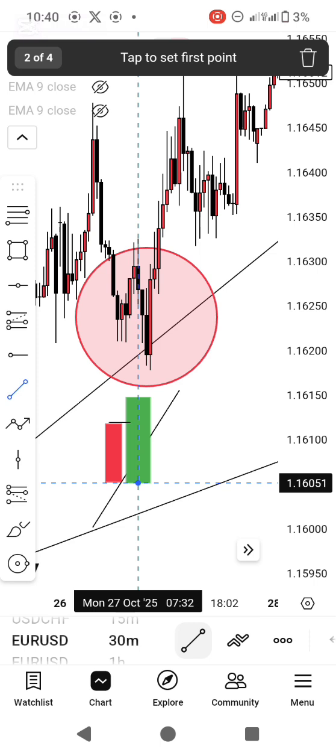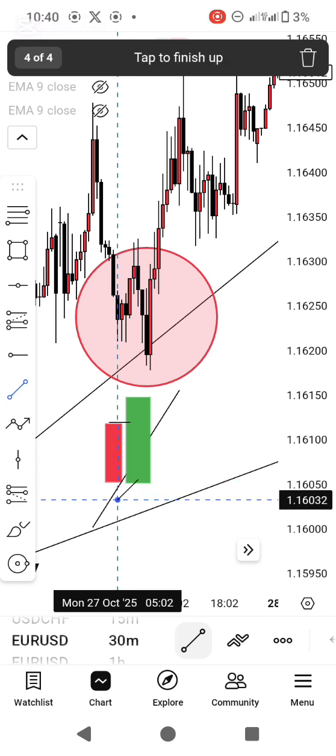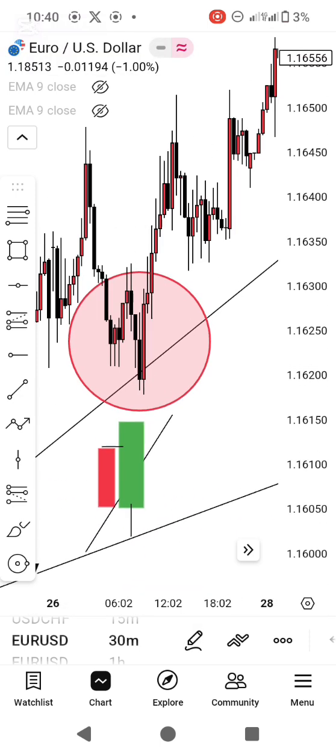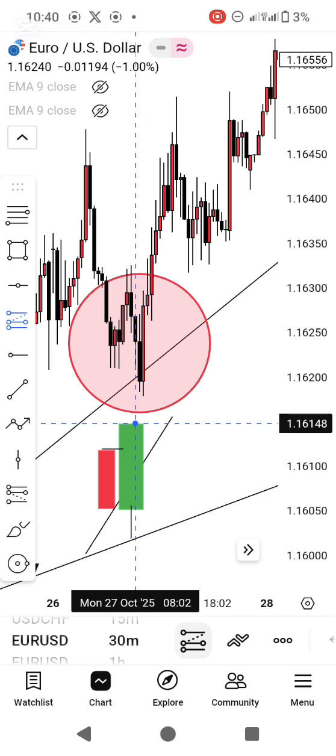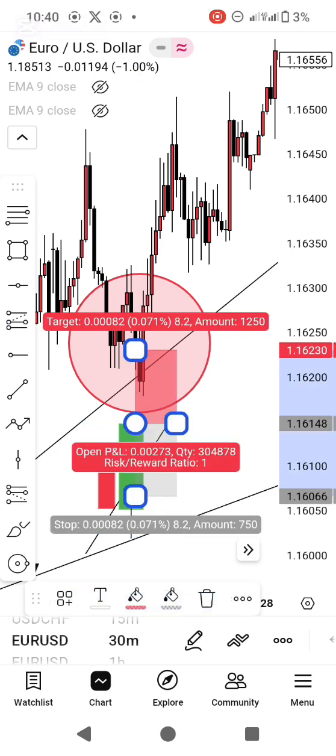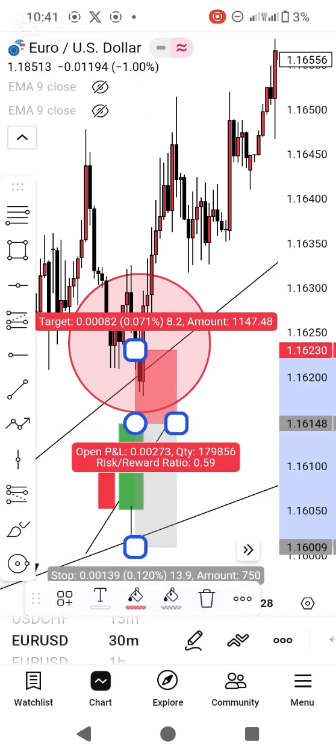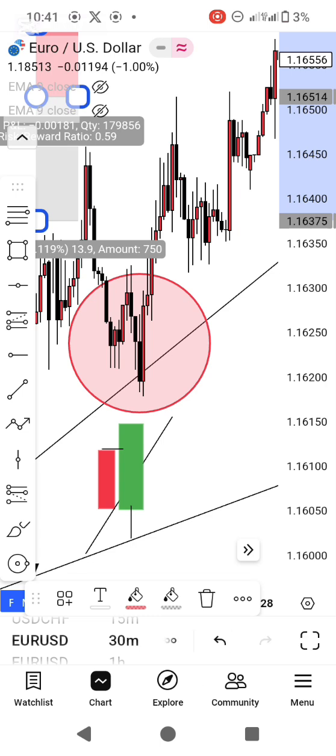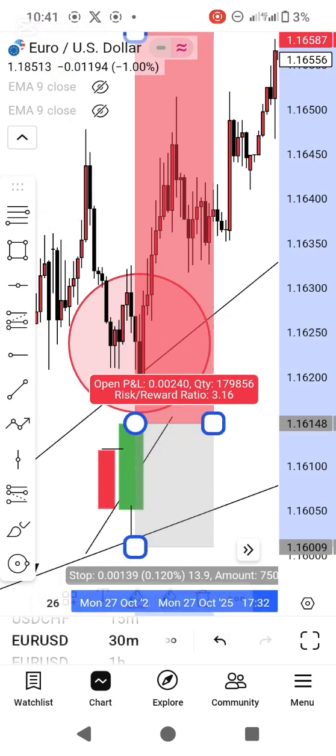So basically you can expect buyers have come in and can now push price upwards from your trend line. Okay, and place your stop loss beneath. All right, so that's what we have right here.